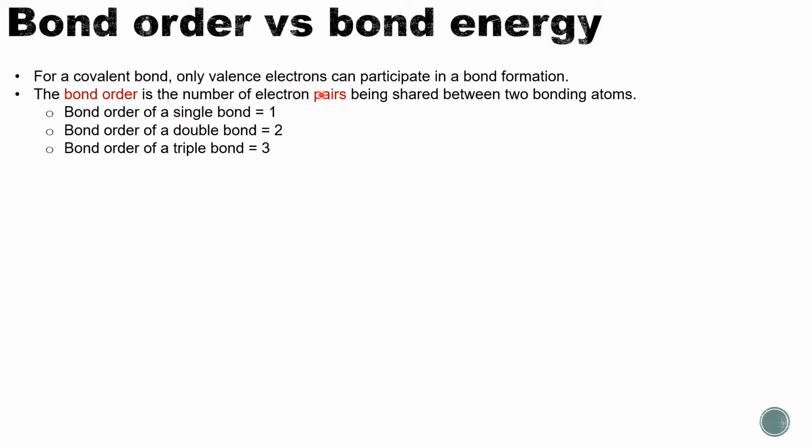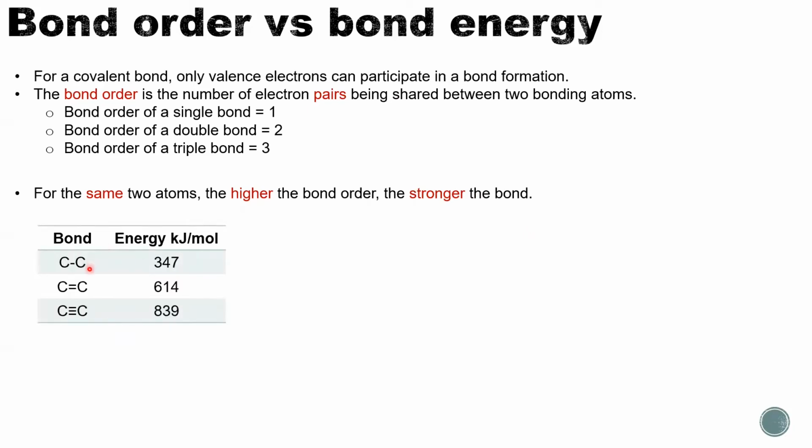If you don't know how many pairs of electrons are shared, just look at how many lines are between the two atoms. If there's only one line, it's a single bond, and the bond order is 1. If there are 2 lines, it's a double bond, and the bond order is 2. So for the same 2 atoms, the atoms need to be the same, the higher the bond order, the stronger the bond. Let's take a look at a few examples. For the carbon-carbon single bond, double bond, and triple bond, the corresponding bond energy increases from 300, 600 to 800, and it follows this trend.